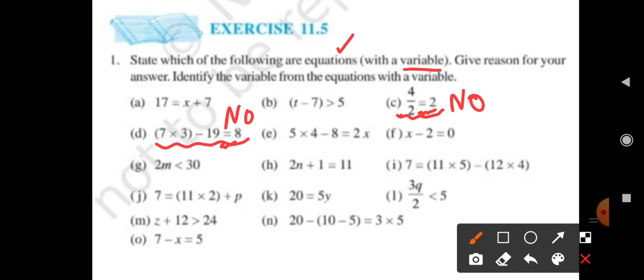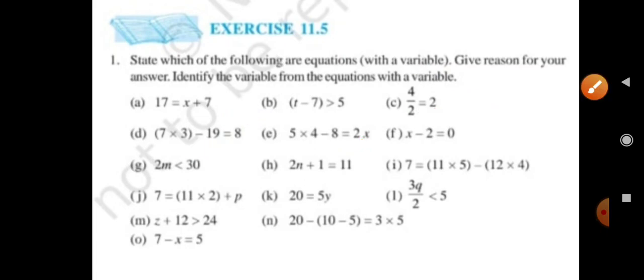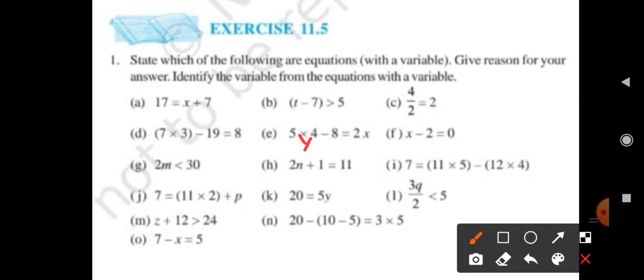Now check the E part. The equality sign is here and the variable x is also here. So for the E part you will write down yes, it is an equation, and the variable here is x. Yes, this is an equation with variable x. Now the F part, again check. The equality sign is there, the variable x is also there. So you will write down yes, this is an equation with variable x.